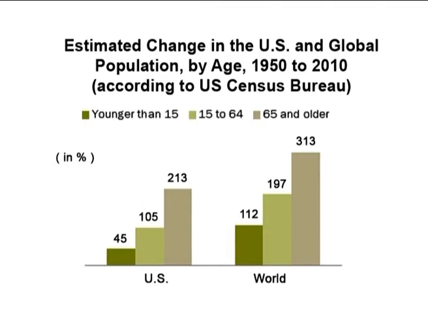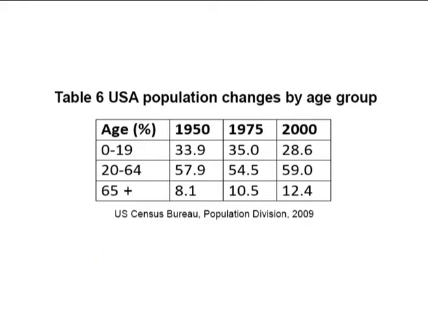A similar trend also holds true globally, wherein the percentage increase in the old population exceeds that of the other two groups. Table 6 shows the trends in the percentage of population in different age groups across 3 years, 1950, 1975 and 2000. The population in the age groups 20 to 64 years and 65 plus increased to 59% and 12.4% respectively in 2000, while the population under 19 declined during the same period to 28.6%.